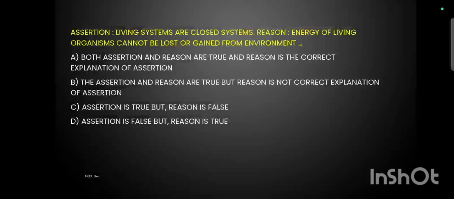Question: assertion and reason are given. Assertion is living systems are closed systems. Reason is energy of living organisms cannot be lost or gained from environment. The options are A, both assertion and reason are true, and reason is the correct explanation of assertion. B, the assertion and reason are true, but reason is not correct explanation of assertion. Option C, assertion is true, but reason is false. And option D, assertion is false, but reason is true. So the answer is D, assertion is false, but the reason is true. So living system is not a closed system, it is an open system.